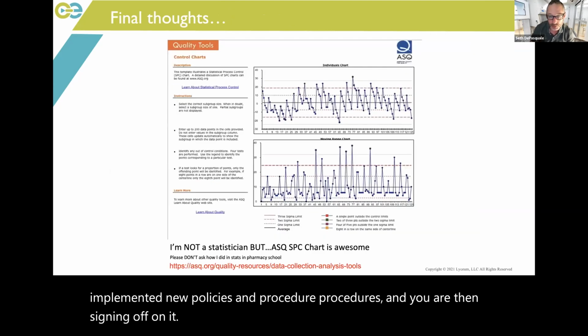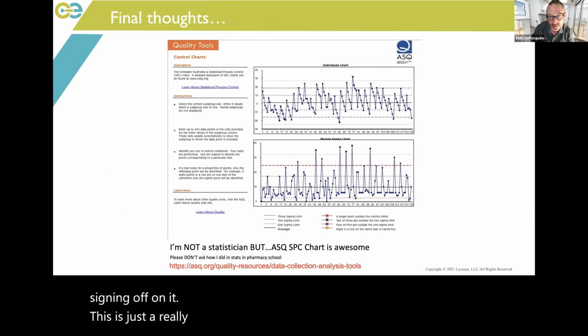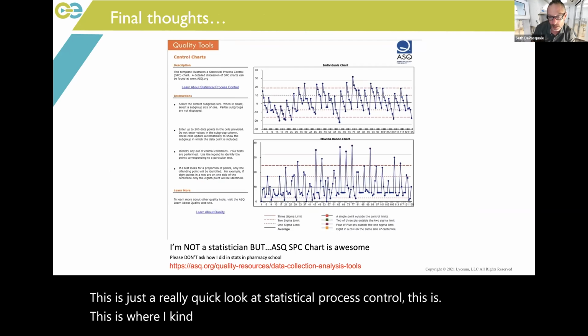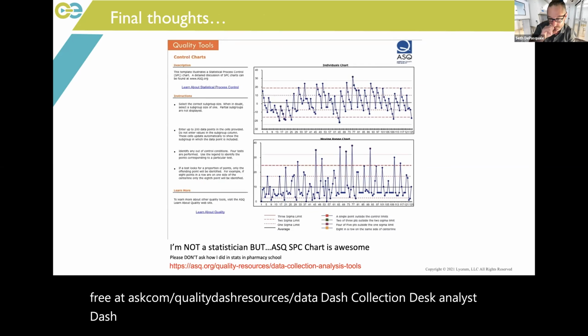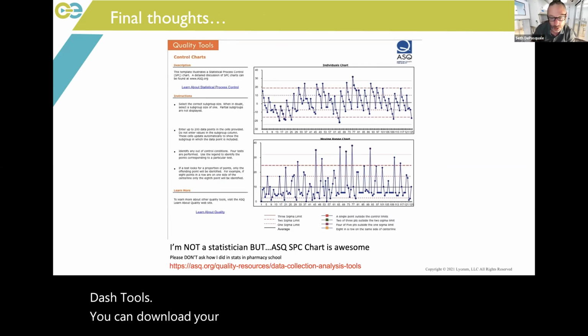This is just a really quick look at statistical process control. This is where I modeled my own spreadsheet after. This is available free at asq.com/quality-resources/data-collection-analyst-tools, and you can download your own statistical process control chart.